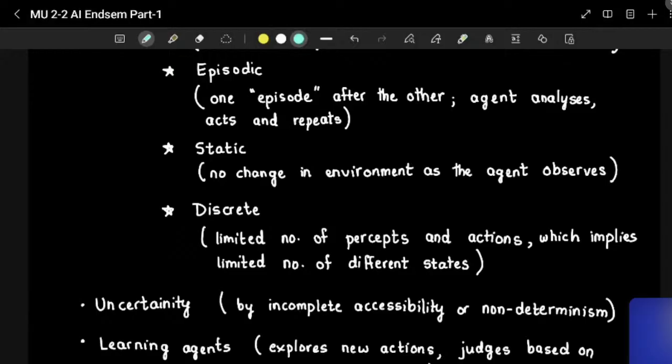But if you think about weather, it's not like that. If you look at the sky above, just because you're analyzing, it doesn't mean the clouds are going to stop. They will keep moving. So you could think of weather as a dynamic environment, not a static environment.